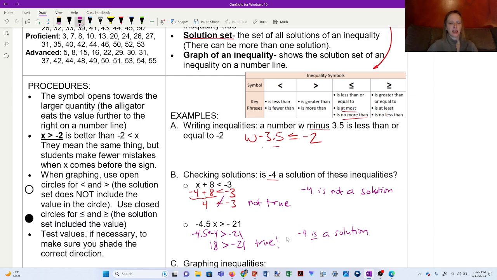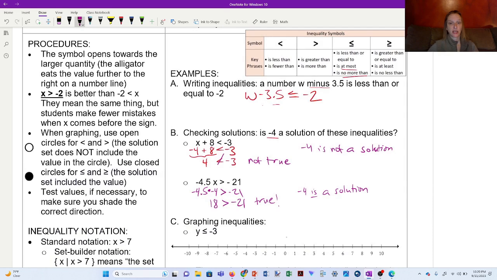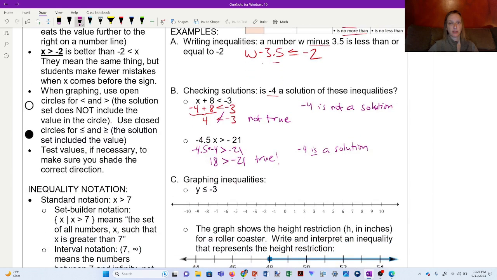Let's look at how to graph inequalities now, how we put things like this on a number line. Graphing inequalities. To graph an inequality, you need to get to the most simplified version of the inequality, where the variable is compared to a constant.